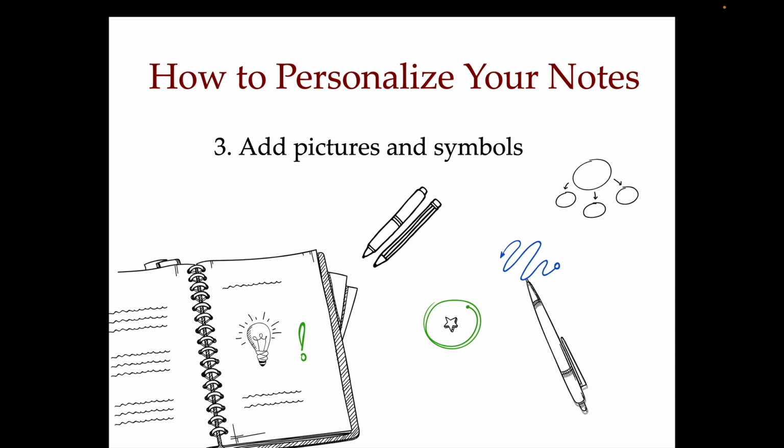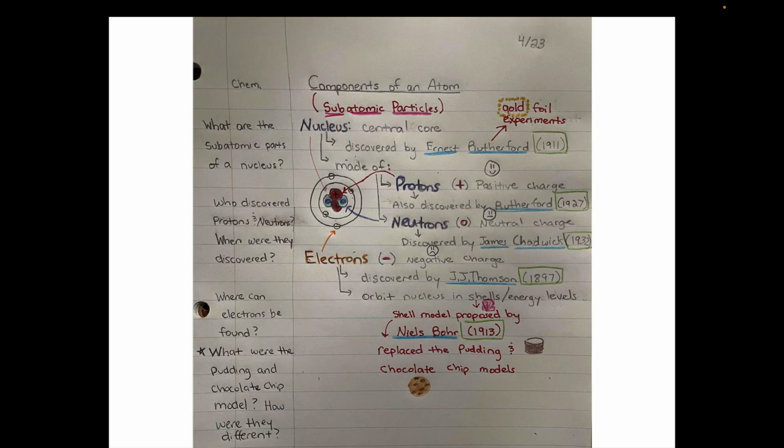Be creative, but don't get caught up in the art. A quick and simple sketch is all you need. This step is particularly effective for visual learners, but can benefit all students as well. Here's an updated example with the pictures and symbols added.